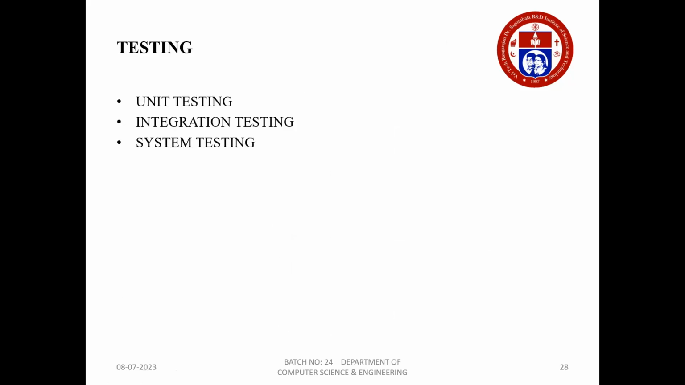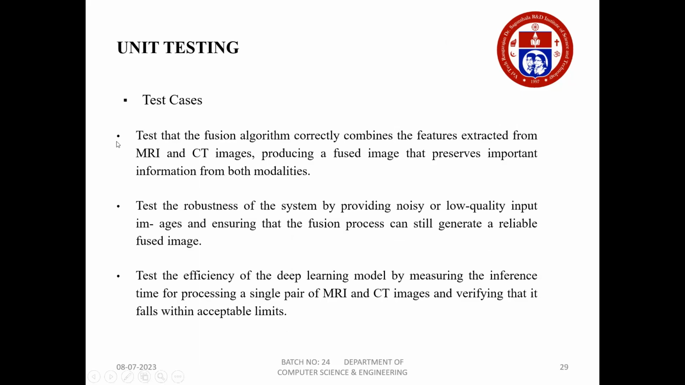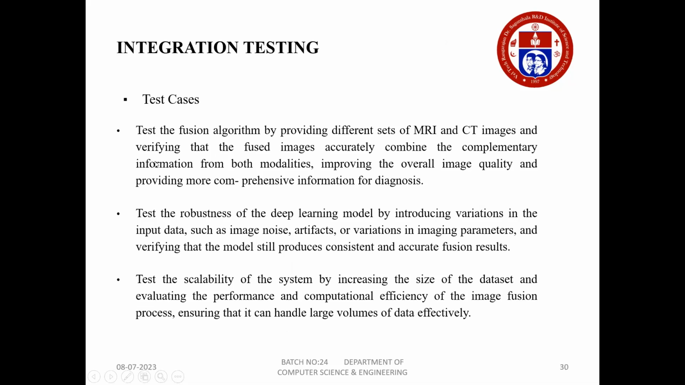Coming to the testing part, we have done three types of testing: unit testing, integration testing, and system testing. These are the test cases taken from the dataset of MRI and CT images, producing fused images that require important information from both modalities. Testing the robustness and efficiency of the deep learning model in unit testing, and coming to integration, testing the robustness of the deep learning model by introducing various input data such as image noise, artifacts, or variations in imaging parameters.